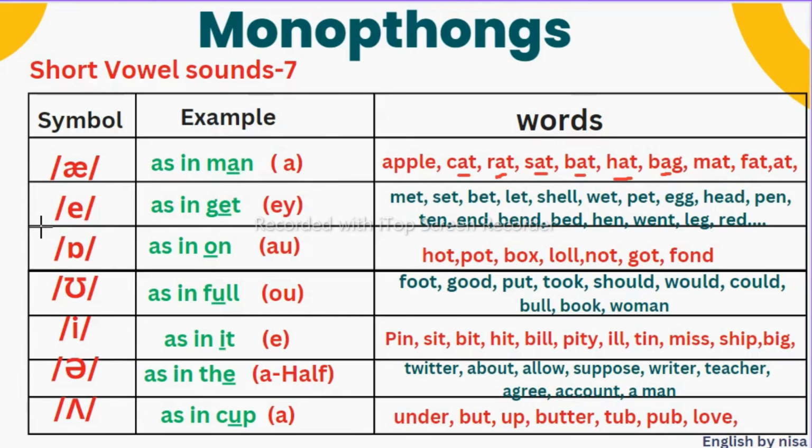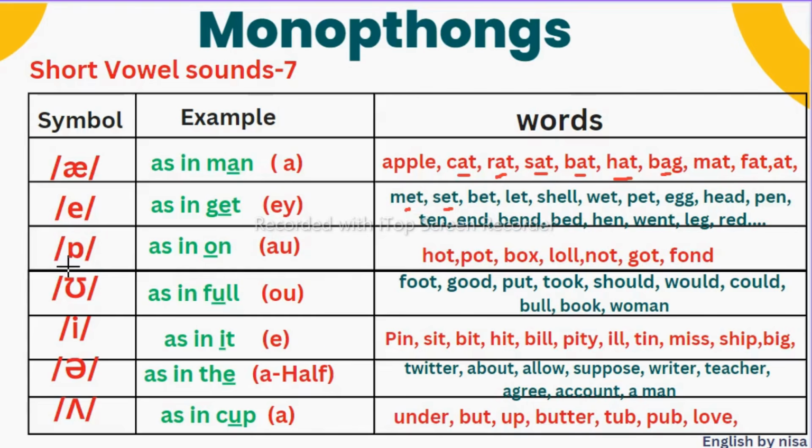Now let's see the second symbol here. You can see it looks like an E. It gives a sound like e, as in get, met, set. You are getting the e sound like met, set, bet, let, wet. So whenever you see this symbol in your exam, you have to look for the words which produce the e sound.